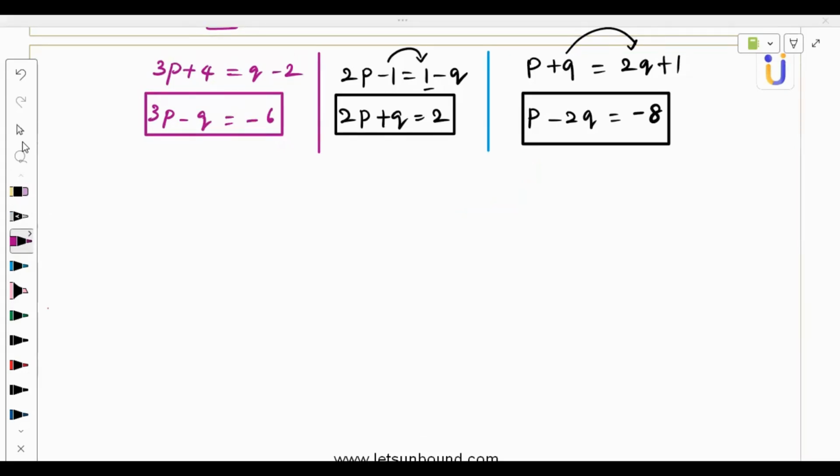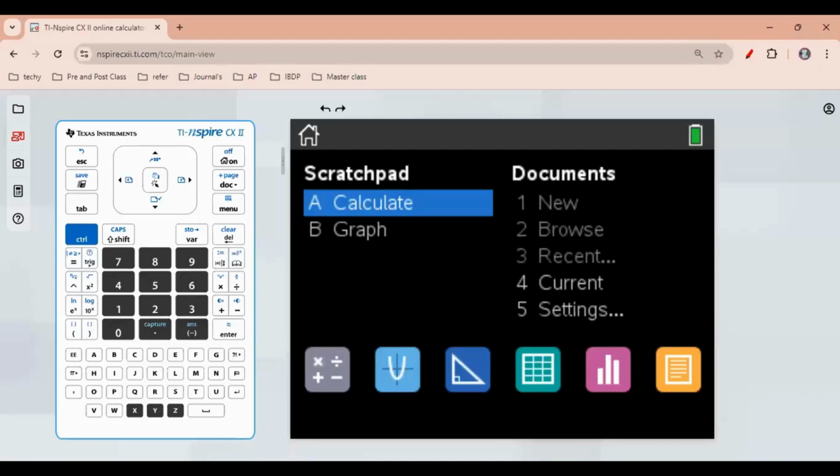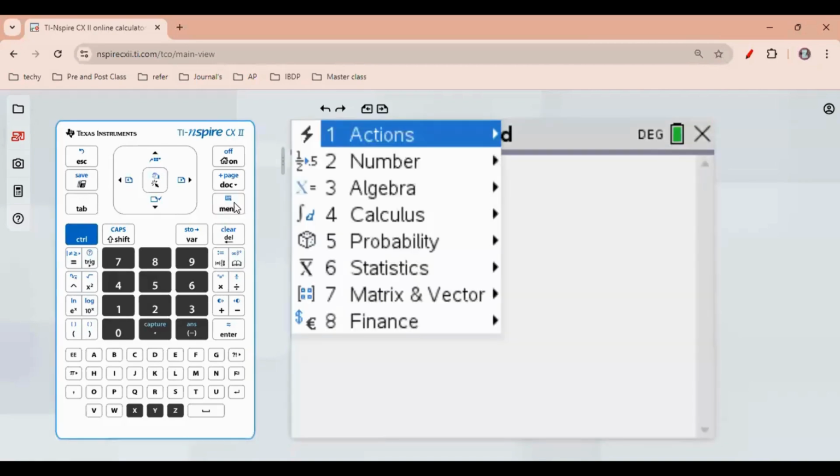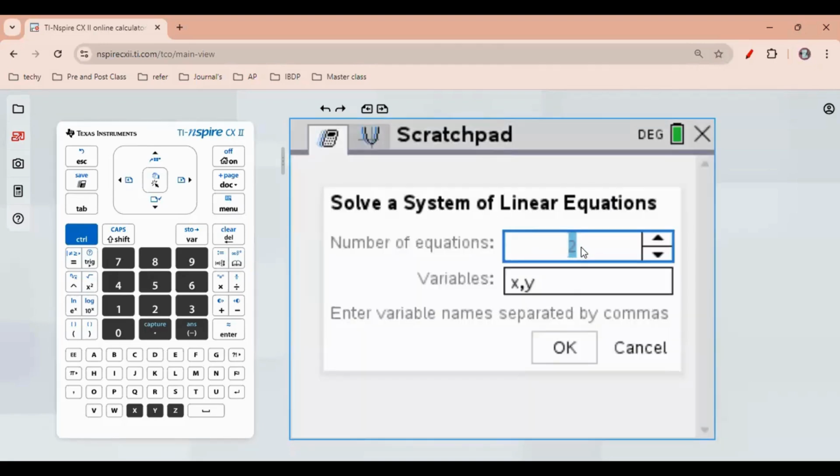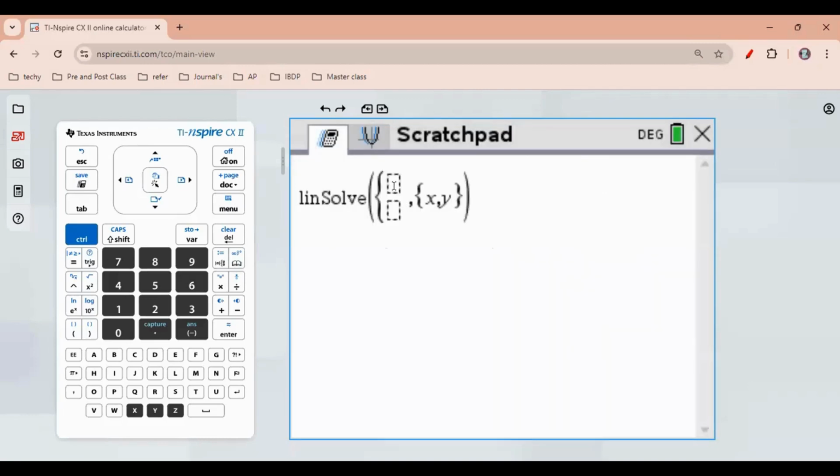First, let's simplify using our calculator. Switching to the calculator now. Okay, here we go. Take your calculator and go for number and algebra, then solve system of linear equations. We are dealing with two equations, so it is automatically two variables, and click OK. So what are the two equations? Let me write it over here. Of the three different equations, I'm going to take the first and the last.